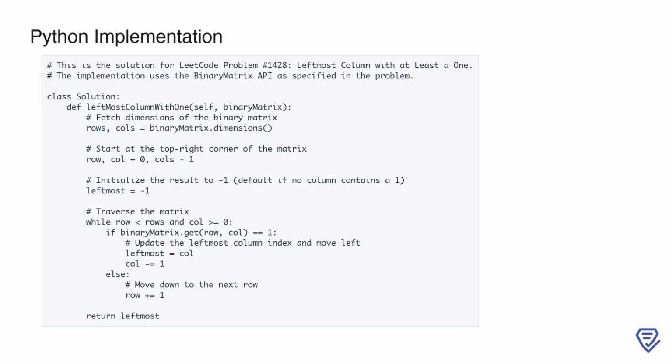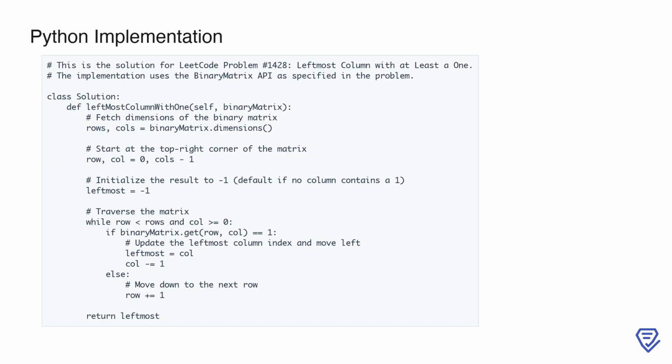If the current column contains a 0, it cannot contain any ones above it. The traversal stops when we either move out of bounds, row exceeds the number of rows, or column index becomes negative. If no 1 is found in the matrix, the function returns -1. Otherwise, it returns the leftmost column index identified during the traversal.